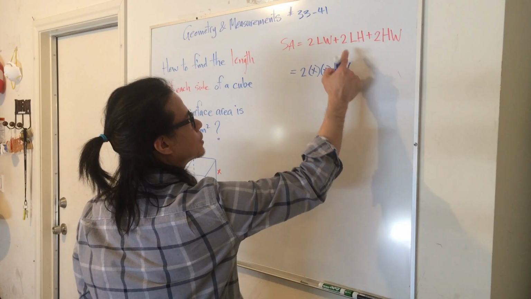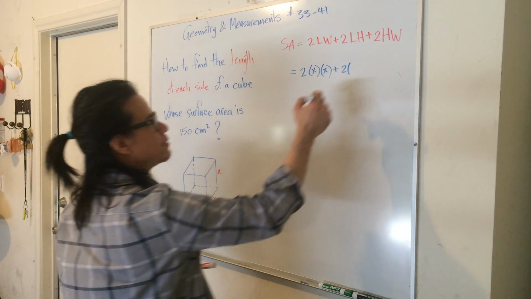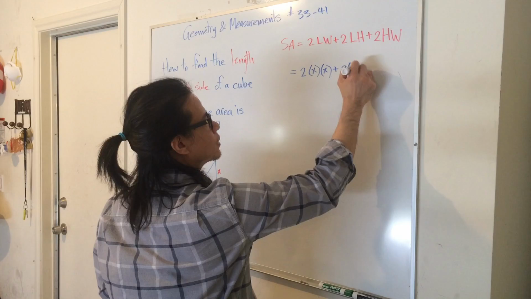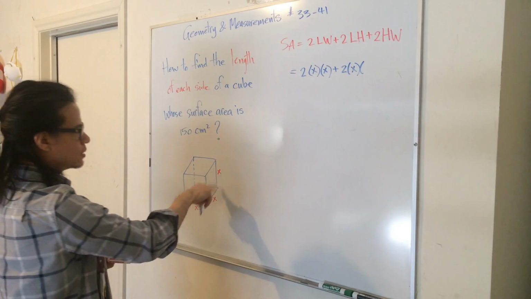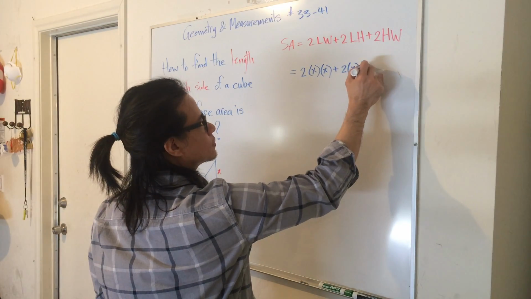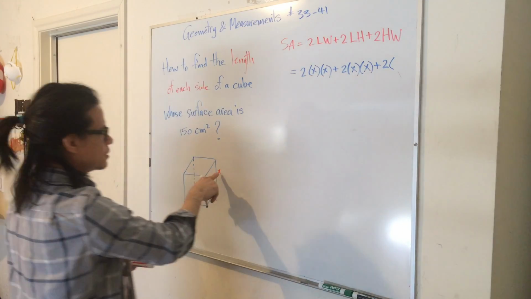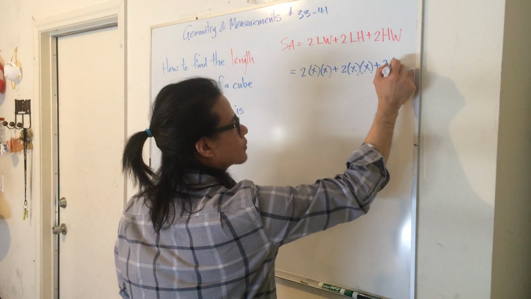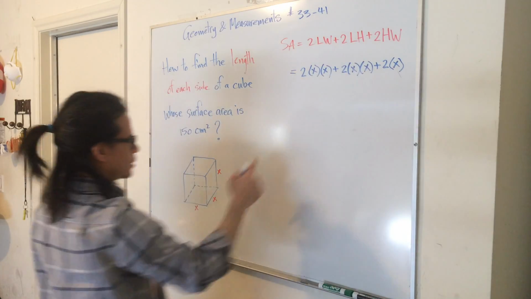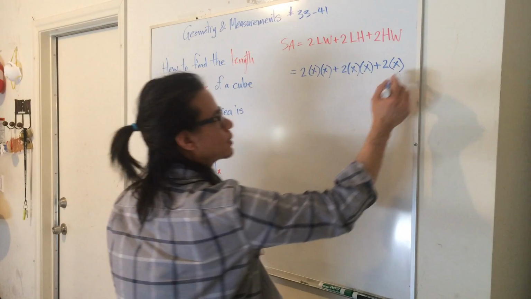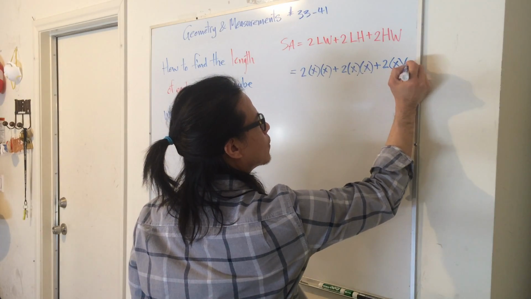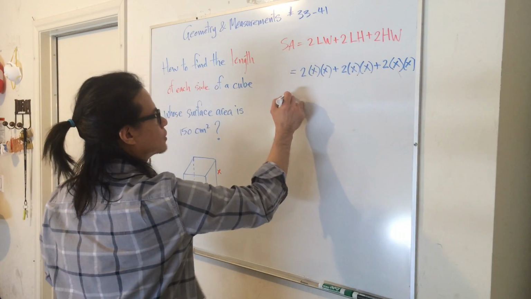So we're going to take 2 times the length. Again, it's x. Everything is x. So times the height. The height is x. Plus 2 times the height is x. Times the width is also x. Okay, so plenty of x's there.